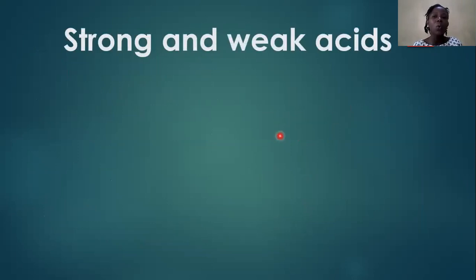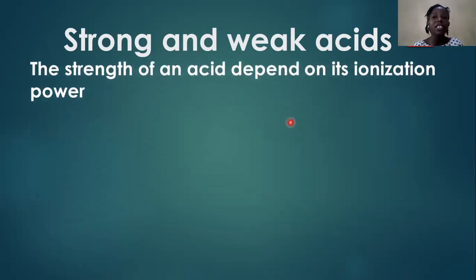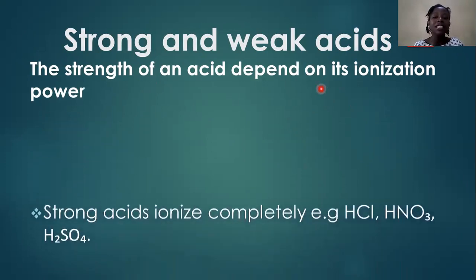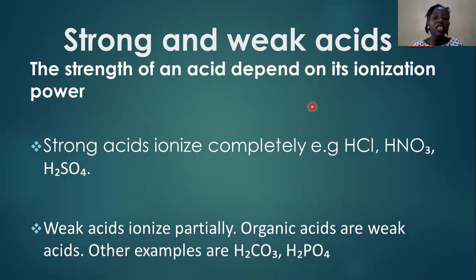Now, next, we look at strong and weak acid. When you hear the words strong and weak, we are looking at the strength of something. What determines the strength of an acid is its ionization power, its ability to ionize, whether completely or partially in solution. An acid which ionizes completely in solution is known as a strong acid, while a weak acid will ionize partially in solution.